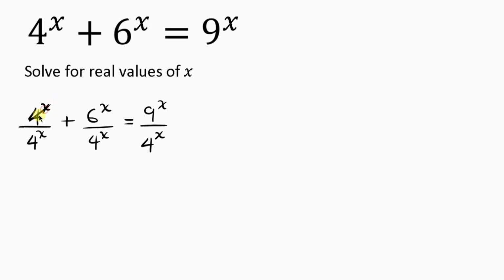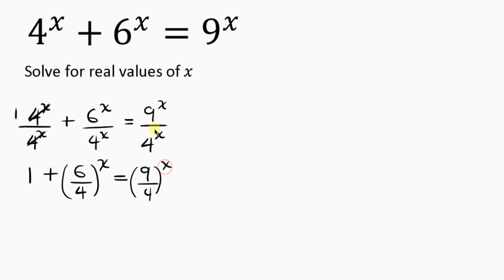So 4 to the x divided by 4 to the x is 1. So this is 1 plus. Now you notice that the exponent in the numerator and the exponent in the denominator are the same. So we have to group them. So this becomes (6 over 4) to the x equal to, the same thing happens here, we group them. This is (9 over 4) to the x. Why am I grouping? Because the exponents are the same.